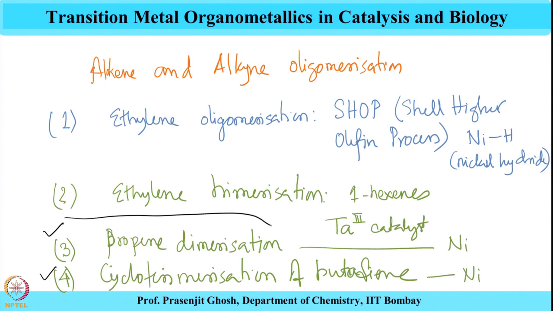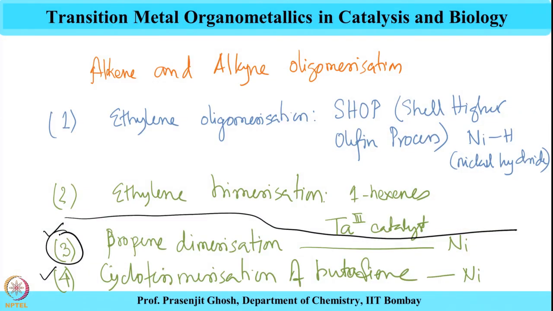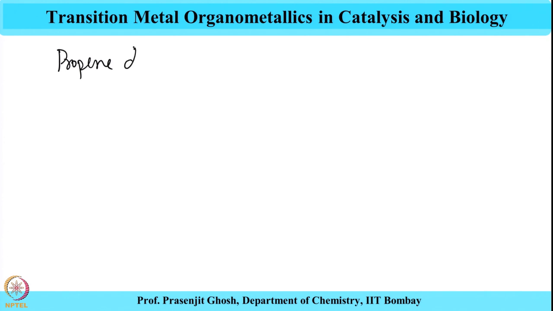In the previous two lectures, we discussed ethylene oligomerization using a nickel catalyst, and ethylene trimerization to 1-hexene using a tantalum catalyst. With this, we are going to focus on the first reaction, propene dimerization using nickel. This process, in which propene dimerizes to give various types of branched hexenes, is called the Dimersol process.